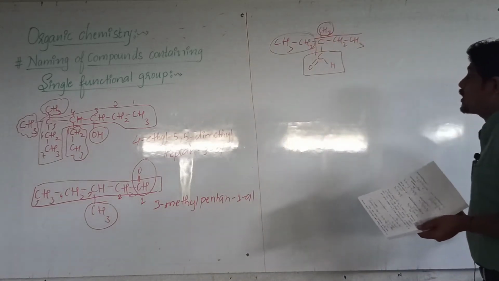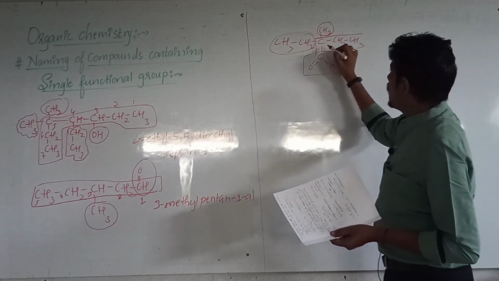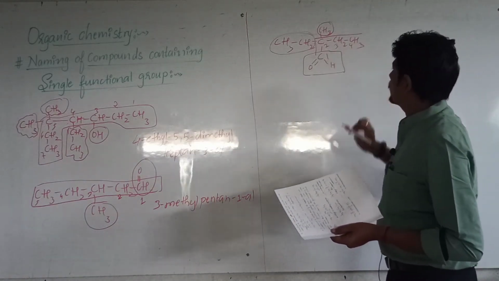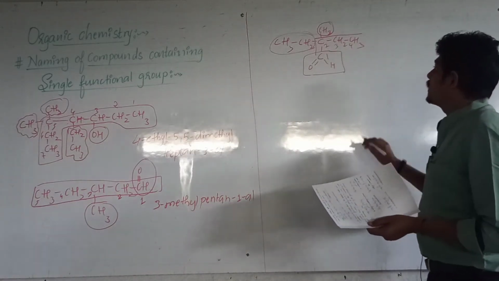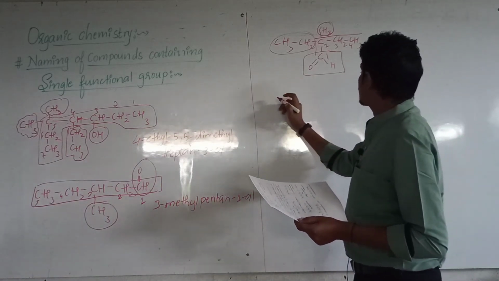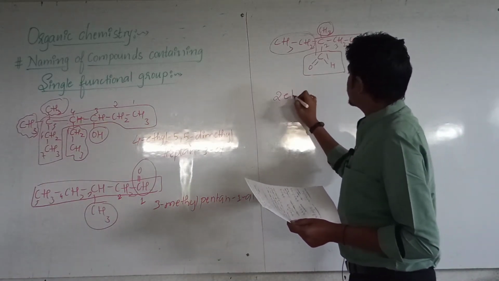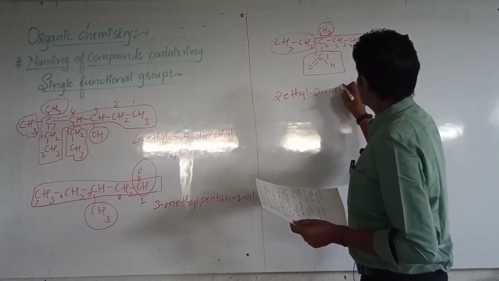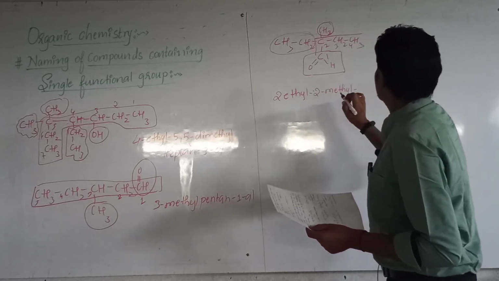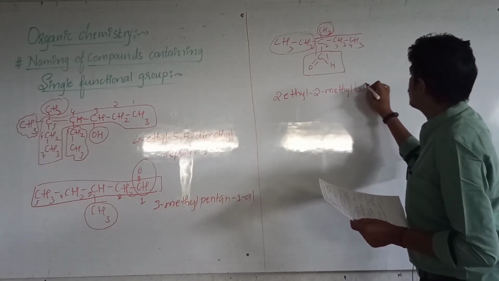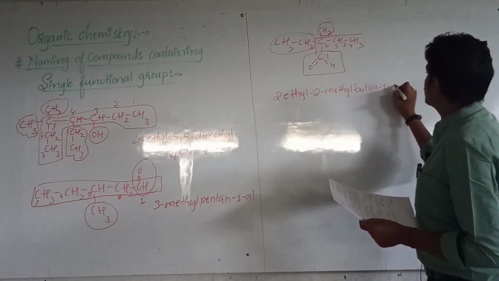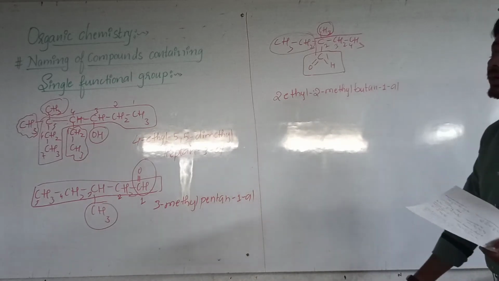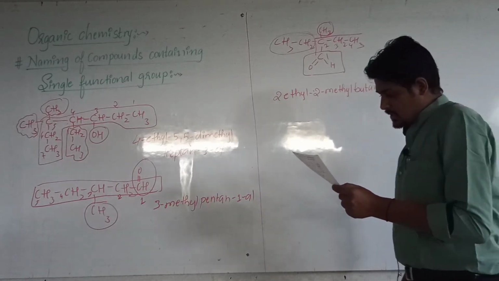So how do you name it? Numbering is done 1, 2, 3, 4. So name this compound. It will be simple. 2 methyl. How many? 4. Butan 1 al. Butan 1 al. Okay. Next one.